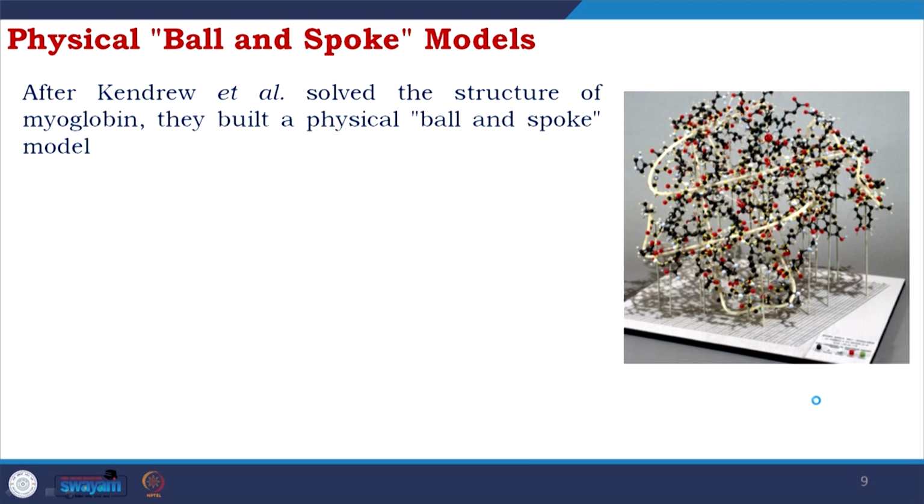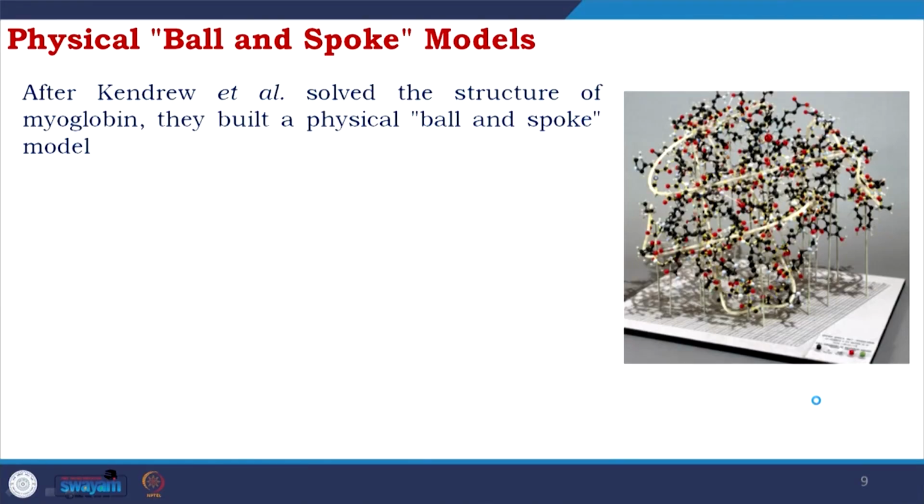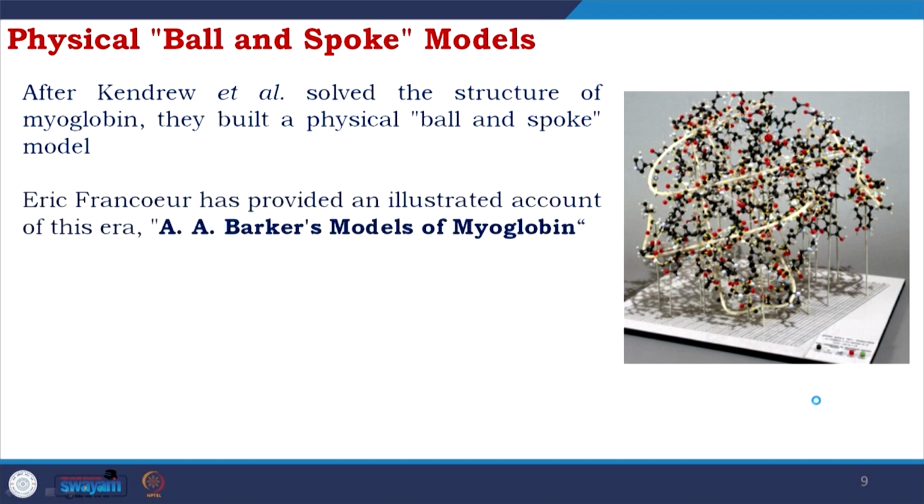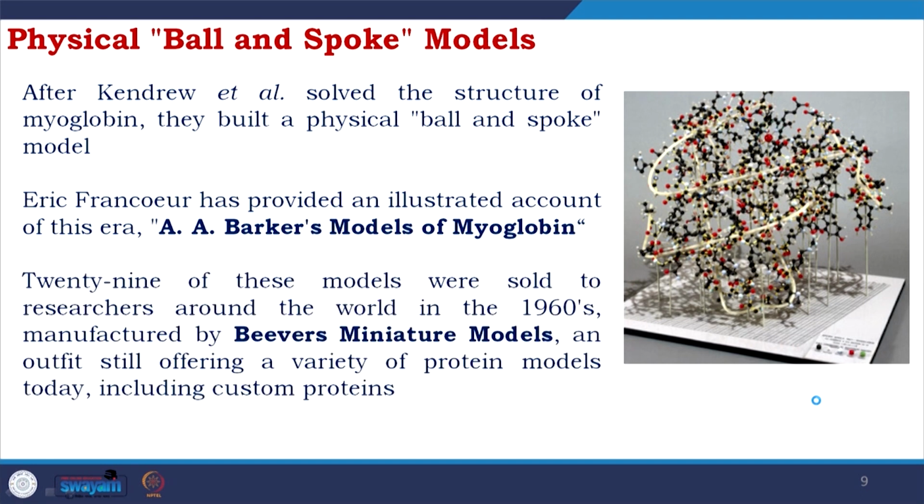From all those initial level models we come to the physical ball and spoke model, where from the macro arrangement of the helicity, atomic level representation is introduced. After Kendrew et al. solved the structure of myoglobin, they built a physical ball and spoke model. Eric Francoeur has provided an illustrated account of this era, which is A. Barker's model of myoglobin, which you could see. 29 of these models were sold to researchers around the world in the 1960s, manufactured by Beavers Miniature Models, an outfit still offering a variety of protein models today, including custom proteins.